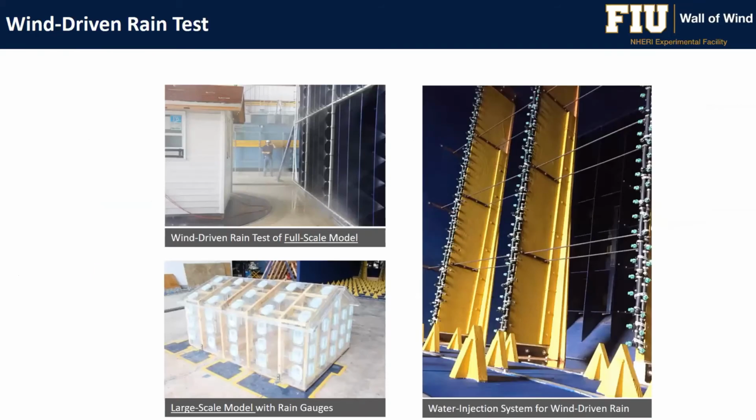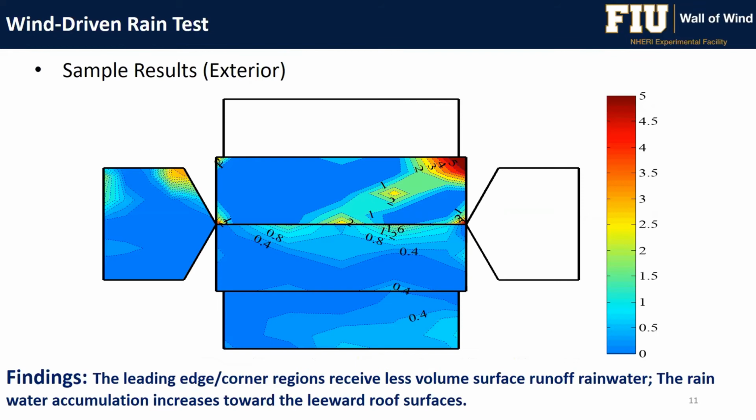We have done several studies related to wind-driven rain. We've used full-scale models. We have used larger scale models, and you can see also on the right detailed view of the spraying system, the nozzles that are located on the spires. Here are some sample results.